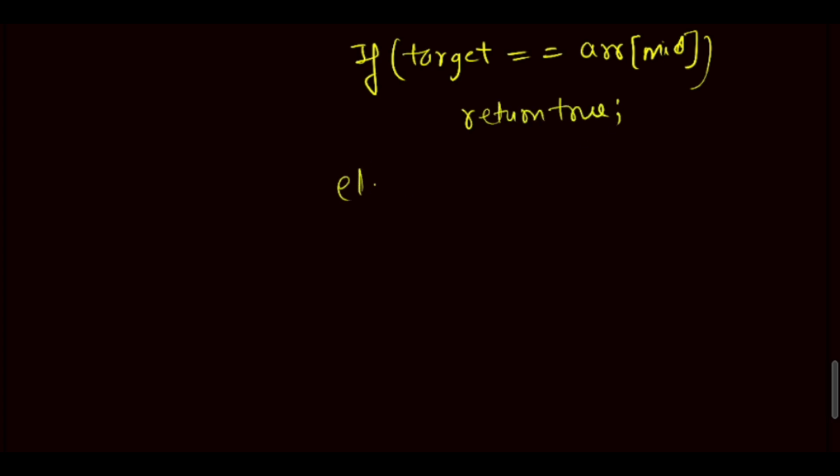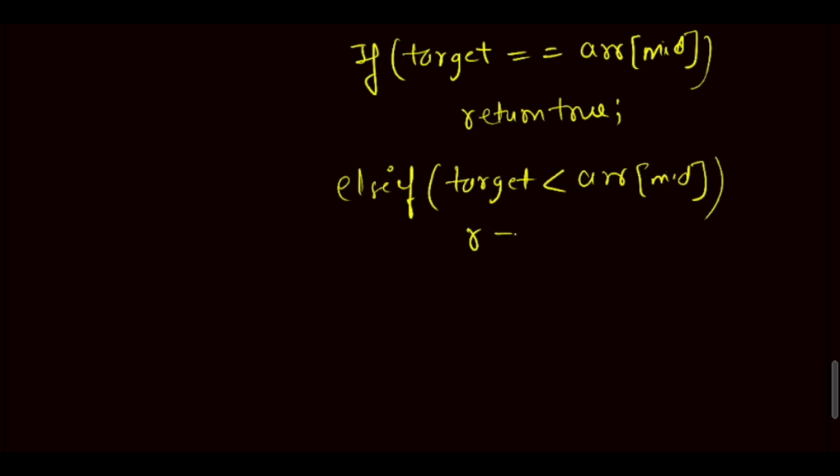Else if the case occurs when your target is smaller than your mid element, then it should lie in the left half of the array, so the R should be updated to mid minus 1. And the remaining case is when your target is greater than your mid element. Now in this case, your target should lie in the right half of the array and L should be updated to mid plus 1.